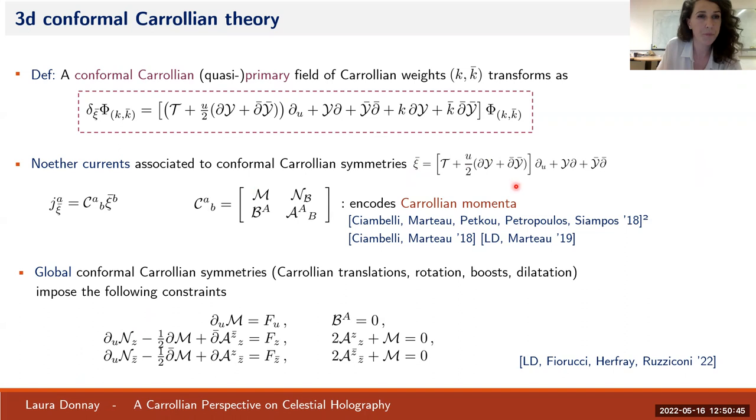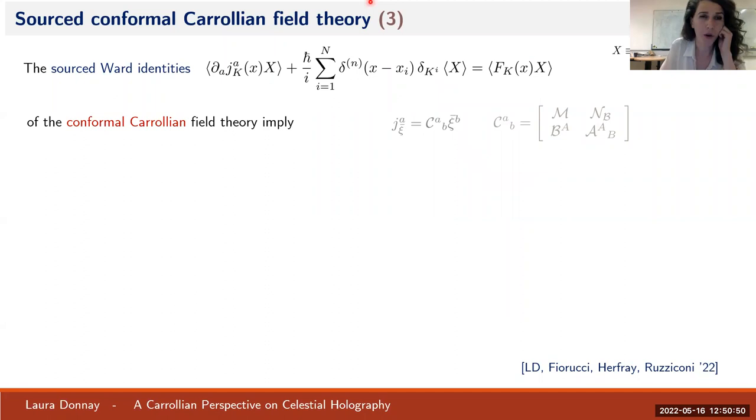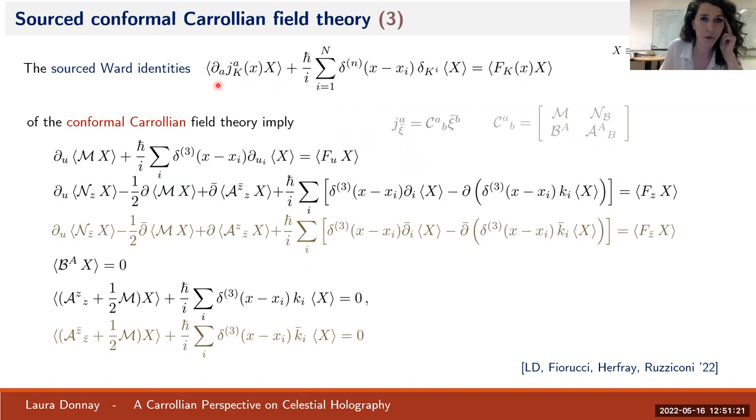Now, I'm flashing a lot of stuff here, but the main message I want to say is that we had this sourced Ward identity, which encodes the fact that the Noether currents are no longer conserved. And now you can specify this for conformal Carrollian field theory, namely for these Noether currents here, you rewrite this in terms of the Carrollian momenta, which again are nothing but the different components of this J. So if you specify this very generic equation for a theory that has this symmetry, you find this bunch of complicated equations, but that you can totally write down.